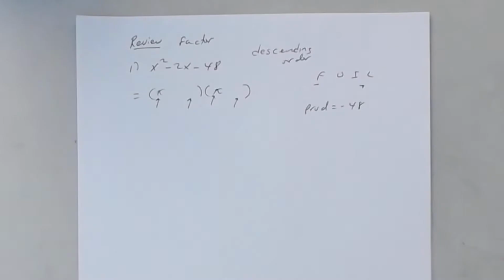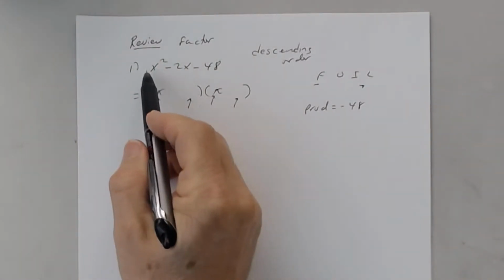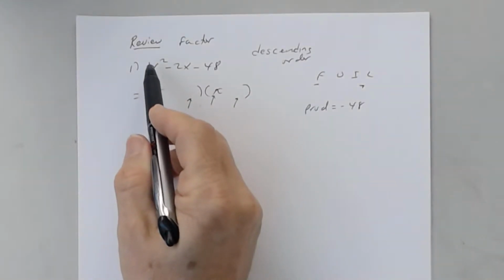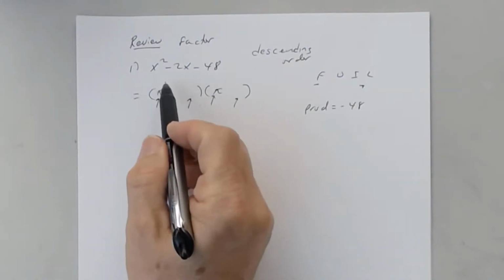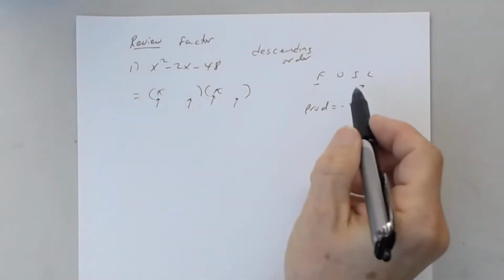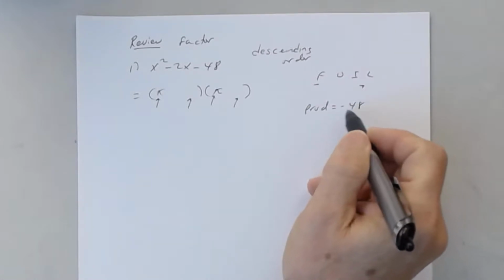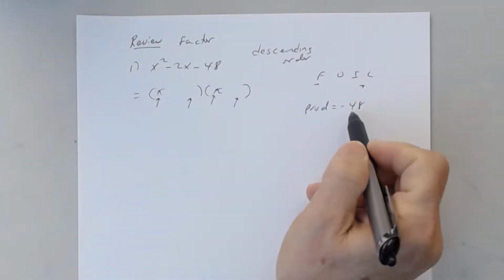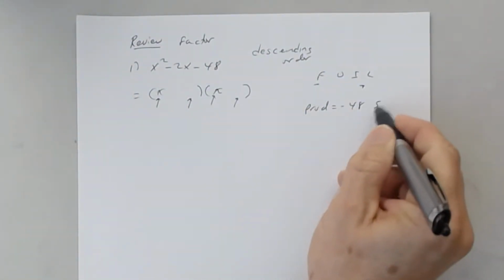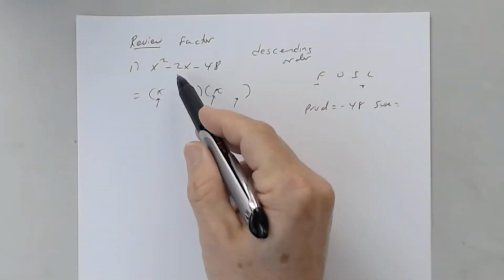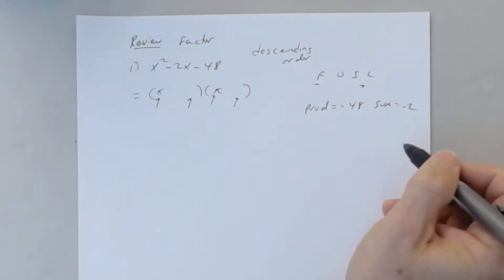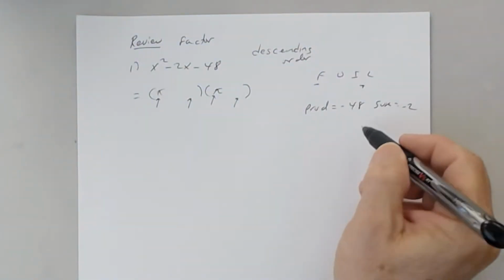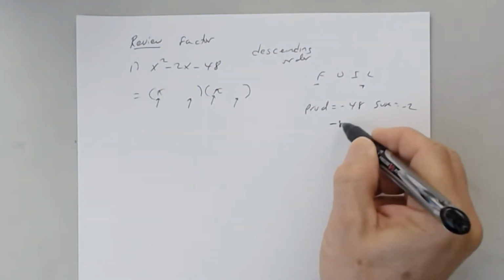Now, the reason why this was easy, whenever the x squared term has a coefficient of 1, whenever the leading coefficient is 1, the way you want to factor it is to ask yourself this. I want two numbers whose product is negative 48 and whose sum is what? Negative 2, the middle term. All right, so what two numbers do you think would work? Negative 8 and 6.